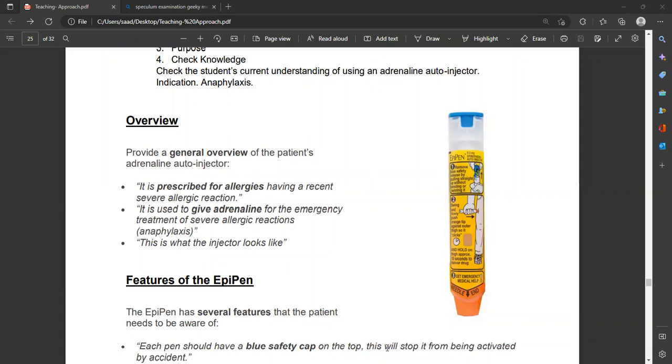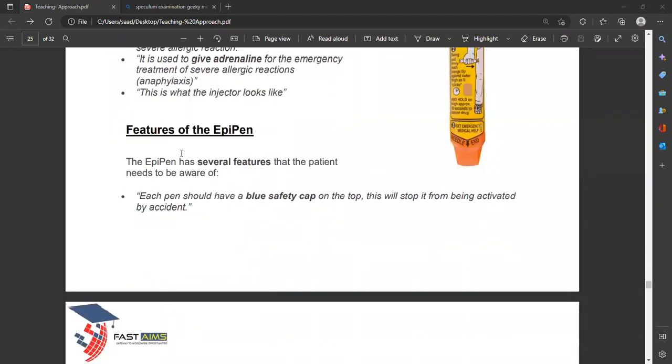All right. So we were discussing EpiPen. This is the viewing window. You see whether the fluid is clear or not. If the fluid is not clear, then it shows that it has been damaged or has expired. You need to change it, and there is an expiry date as well. So these are four features of the EpiPen.